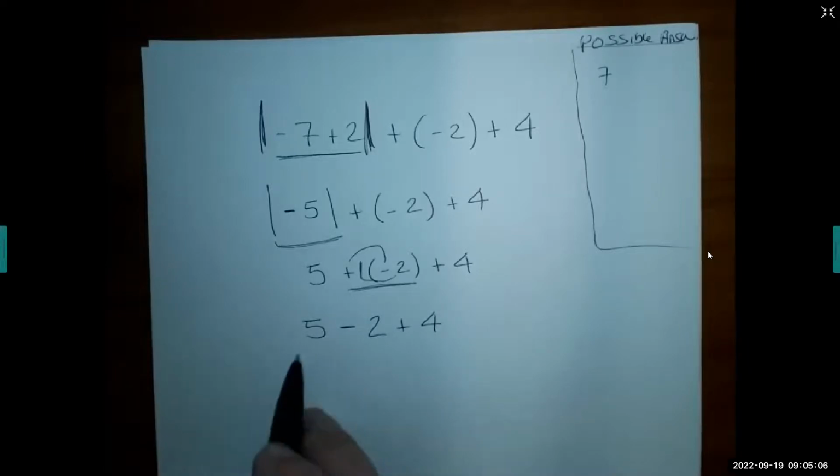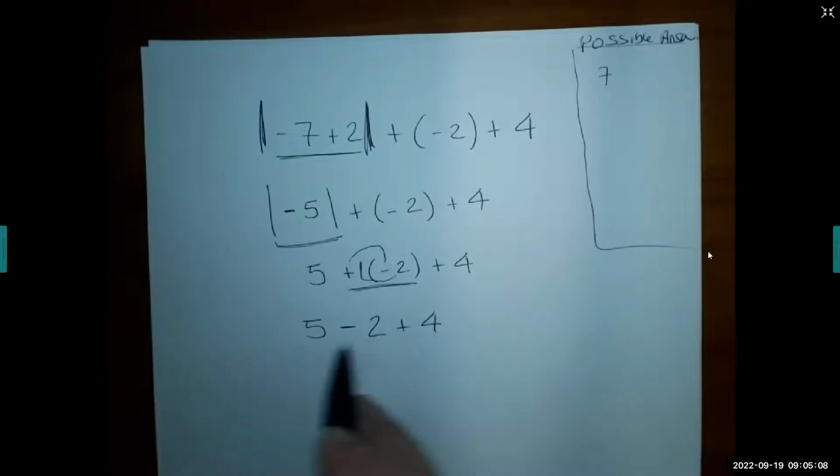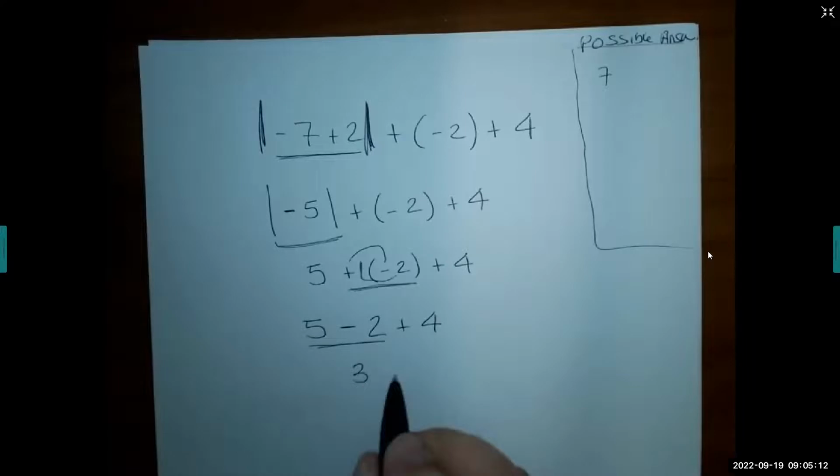Left to right, any special operations? No. Multiplication, division? No. So 5 minus 2 is 3. 3 plus 4 is 7. 7 is the answer.